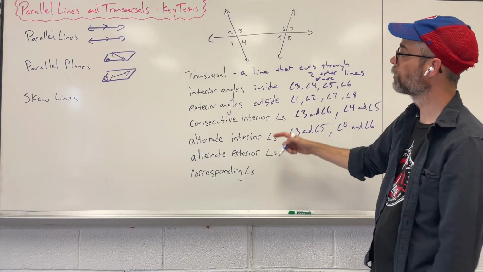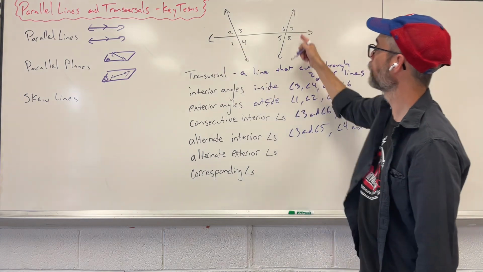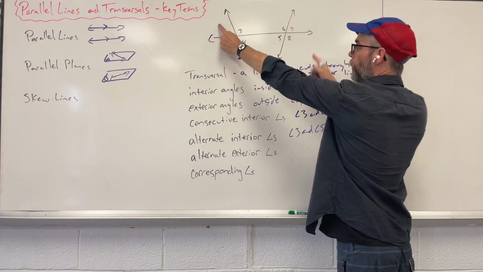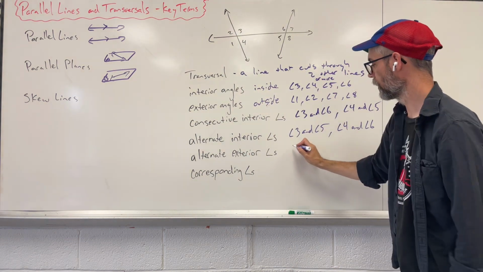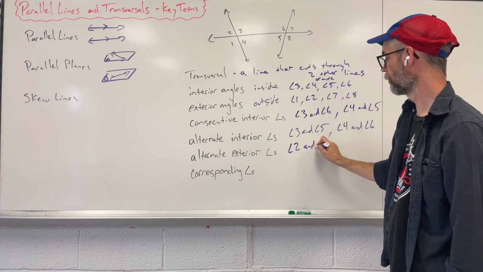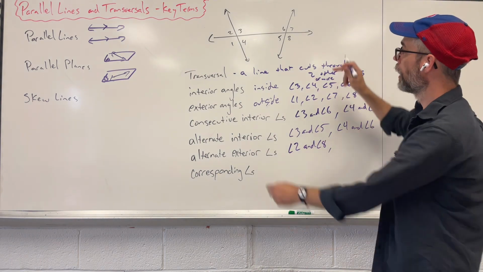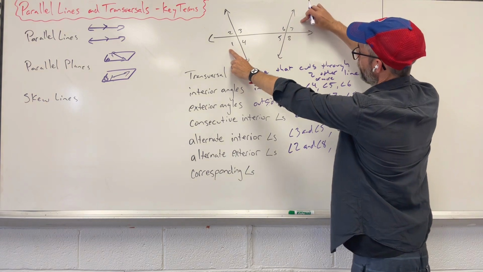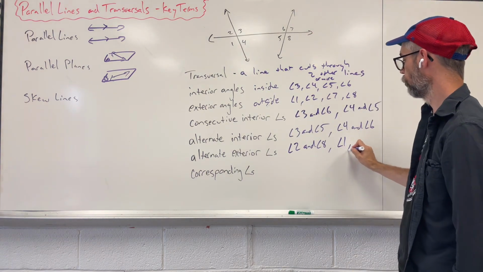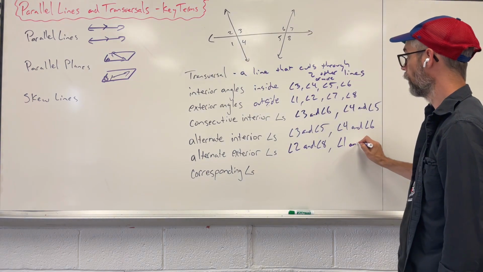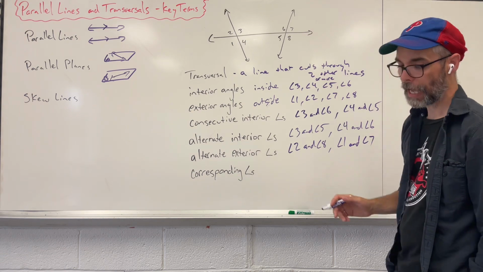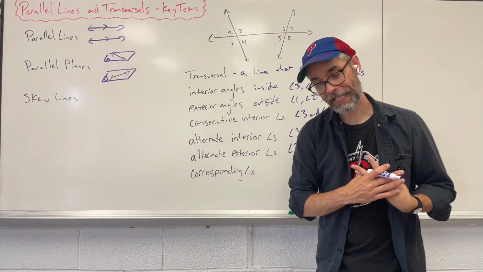Same thing goes with exterior. We're looking at my outside and my outside. Outside up, outside down. So we can say angle 2 and angle 8. And then outside down, outside up. Angle 1 and angle 7.